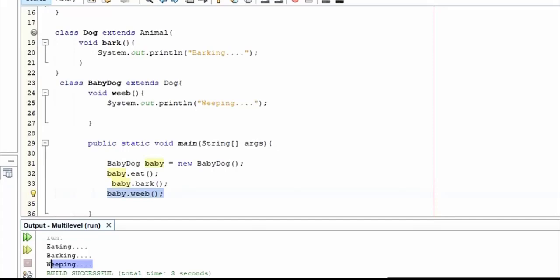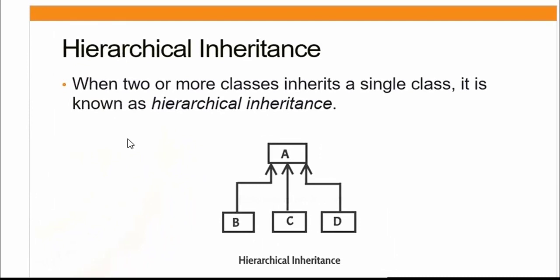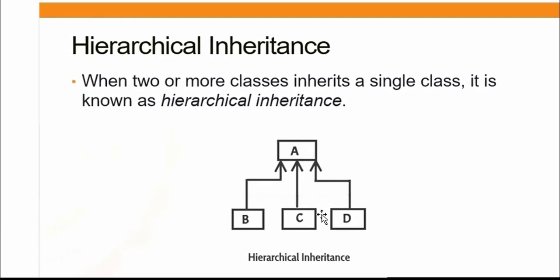Then the next type, as I said, that is the third one, which is hierarchical inheritance. What does that mean, hierarchical? Maybe if you can see this diagram, I'm sure that you will still be able to understand.